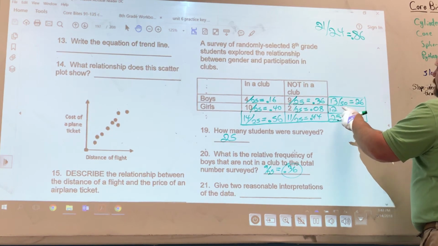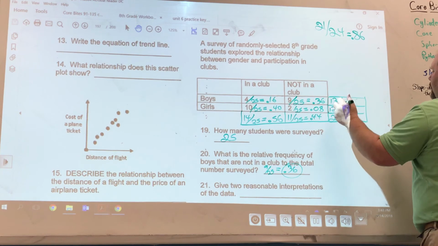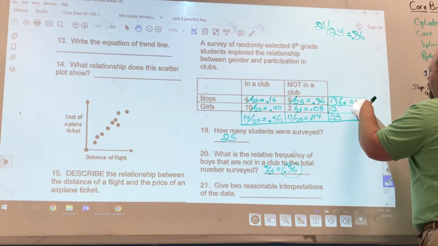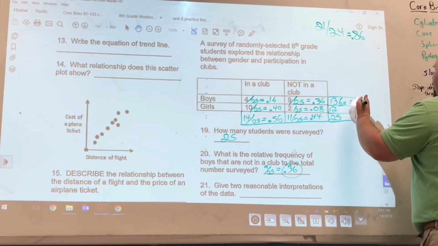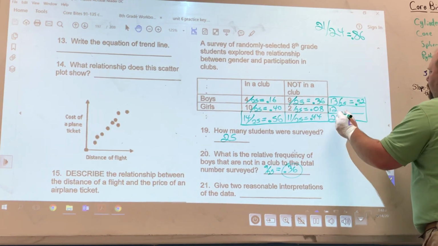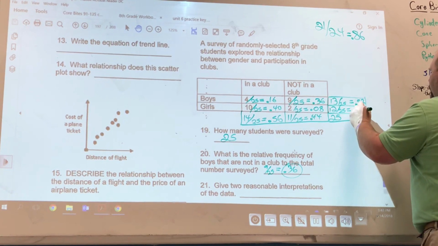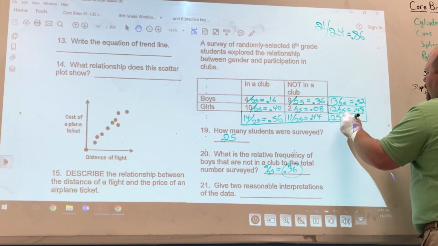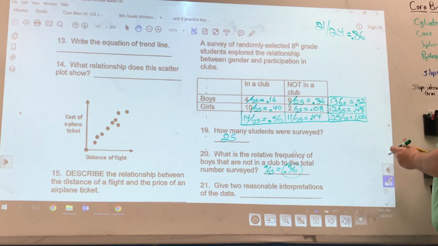Oh, sorry, hold on, back up. Check that, not 50, 25. All right. 13 divided by 25, 0.52. 12 divided by 25, 0.48. And then 25 of 25 would make 1 whole, so 1.00 or 100%. So those are the relative frequencies.